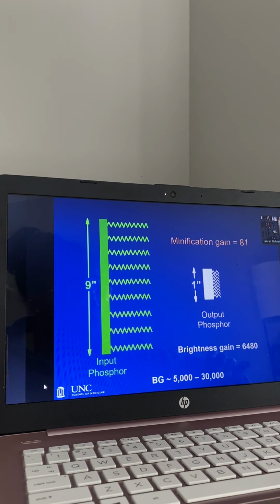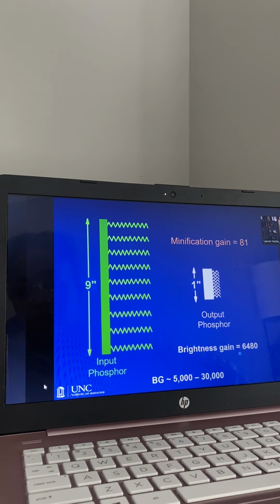So the way this is calculated is 9 squared divided by 1 squared. Well, 9 squared is 81. 1 squared is 1. 81 divided by 1 is 81. So what you need to know about minification gain is it takes into account the size of the input phosphor versus the size of the output phosphor. And so it gave us a minification gain of 81.